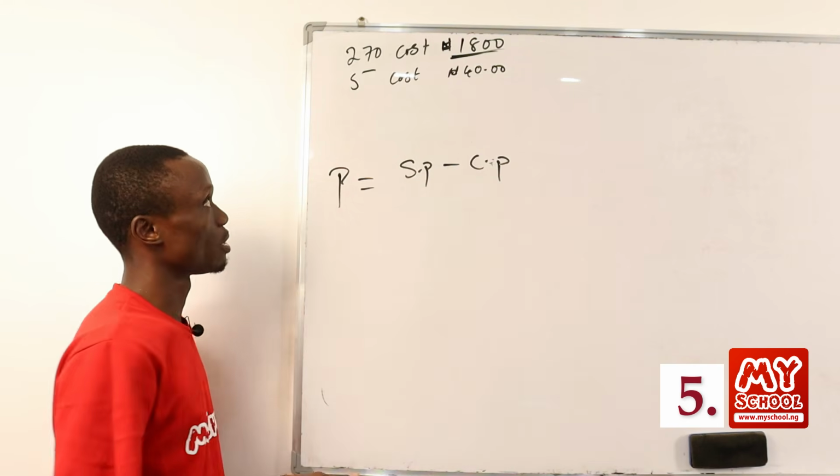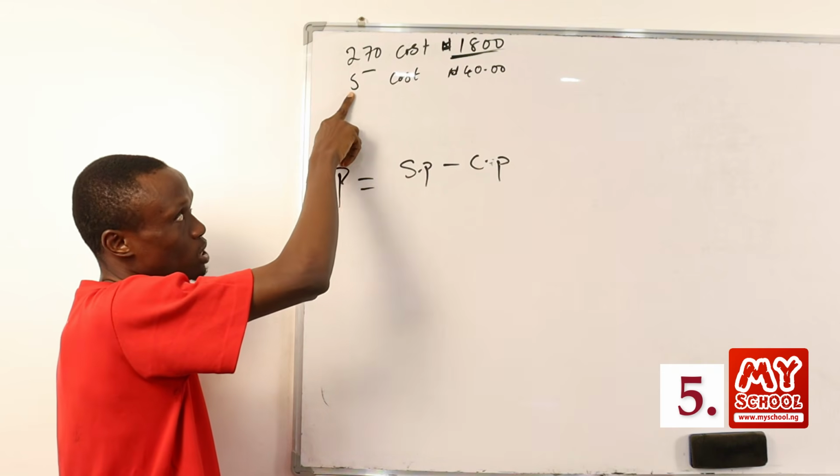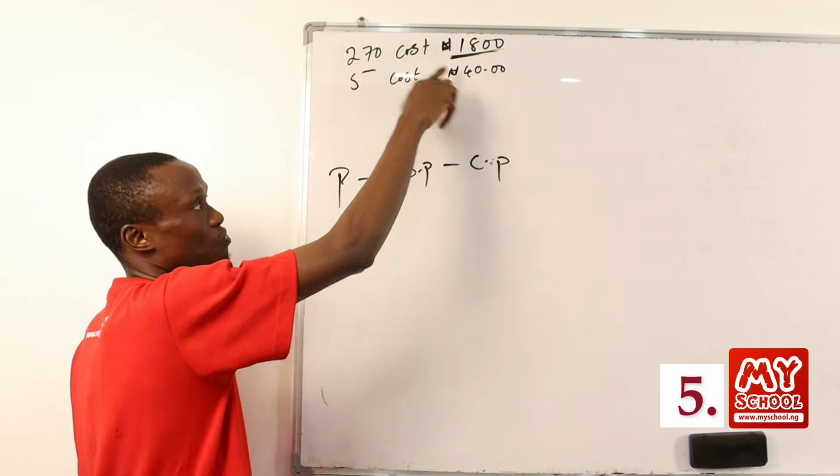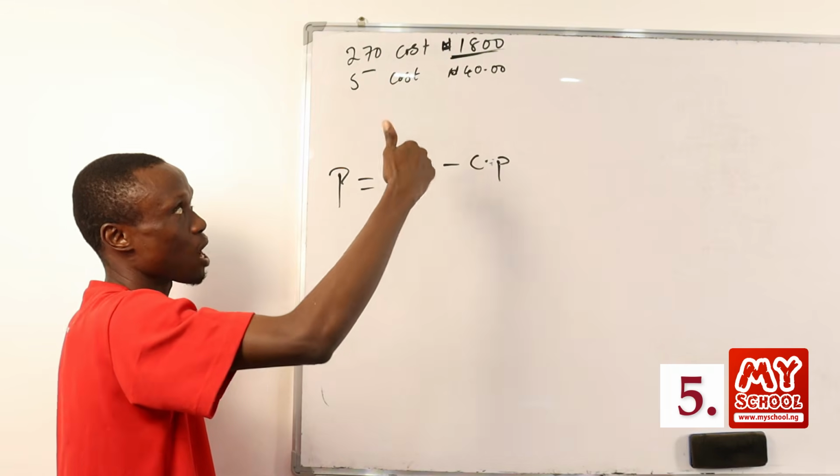So we need to find the selling price. Now remember that this woman sold each 5 oranges for 40 naira. That is 5 oranges for 40 naira, and there are about 270 oranges. So how do we know the cost price?